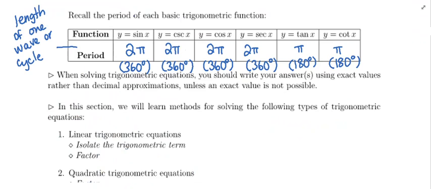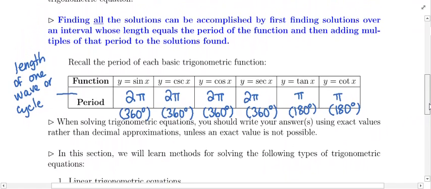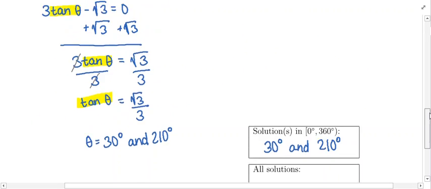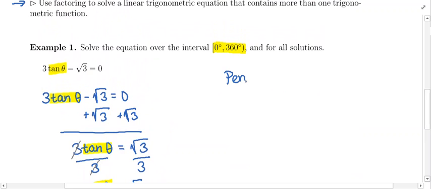If you go back to page 1, that was the blue statement I was talking about. It says finding all the solutions can be accomplished by first finding solutions over an interval whose length equals the period of the function, and then adding multiples of that period to the solutions found. So we have been working with tangent. The period of tangent is pi.